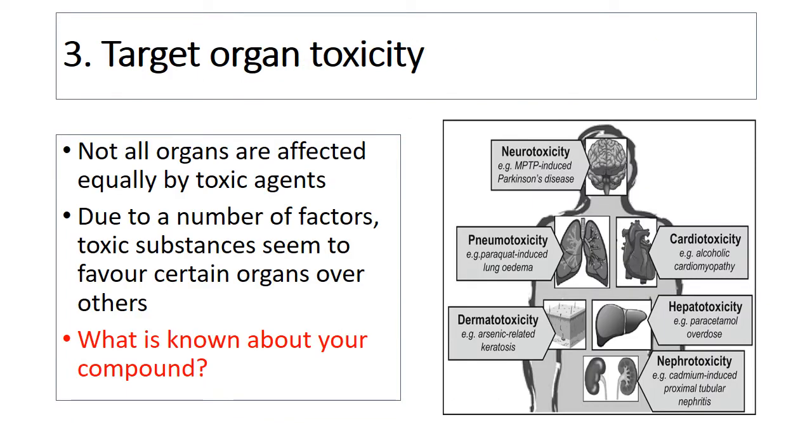An important concept that I want to talk about is the concept of target organ toxicity. You'll find that compounds generally, from a toxicological perspective, seem to favor certain organs. Not all organs are affected equally by toxic agents. Due to a number of factors, like perfusion, maybe the receptors which are there, and other things like that, certain substances tend to gravitate towards certain organs.